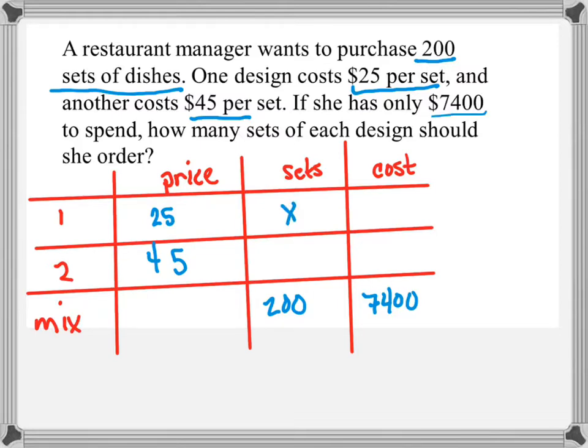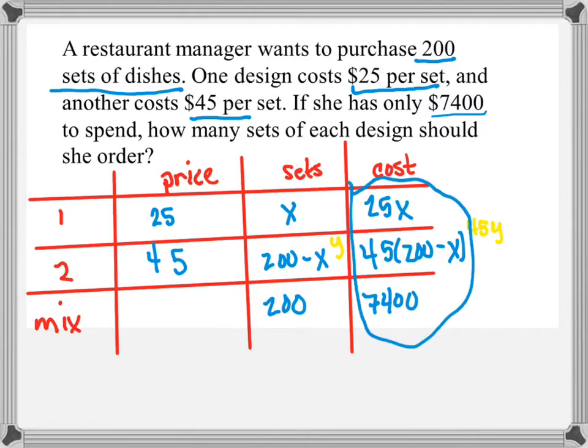For my number of sets, I can make one of them x, and it doesn't matter whether I do that for set 1 or set 2. And so I know that I must have 200 minus x sets of design 2. But if I wanted to truly do this as a system of 2 equations, I could have made that y. And then I could have had an equation x plus y equals 200 and found that y equals 200 minus x. So I'm implicitly doing substitution here. To find my cost, I would multiply my price times the number of sets, so 25x, and 45 times 200 minus x, or with a system, I could have done 45y.